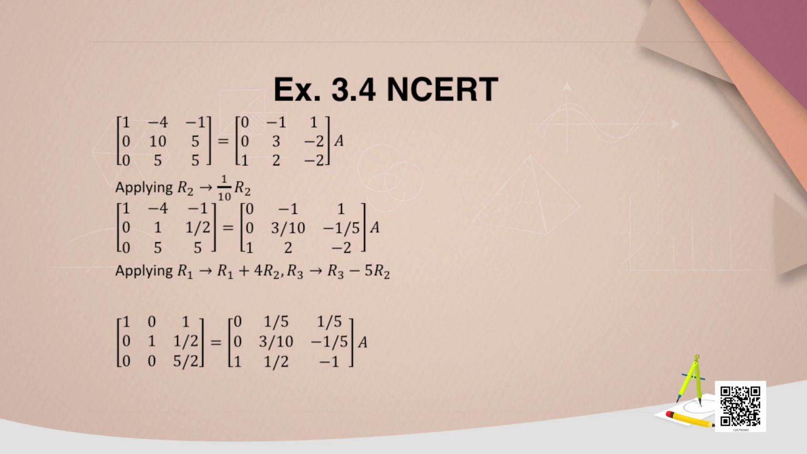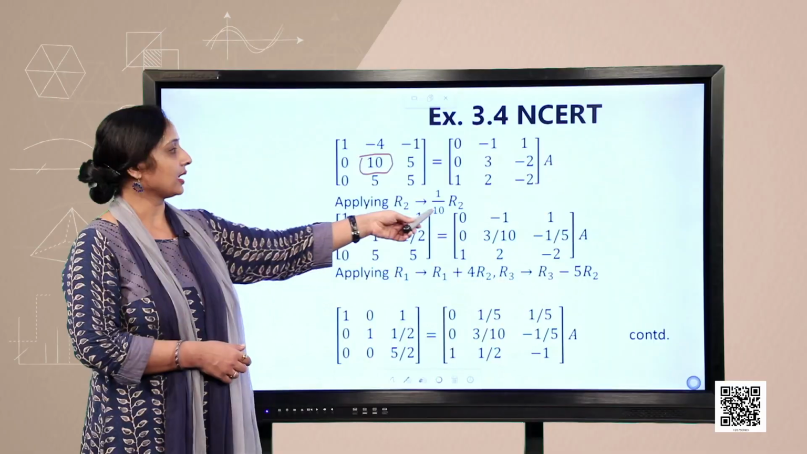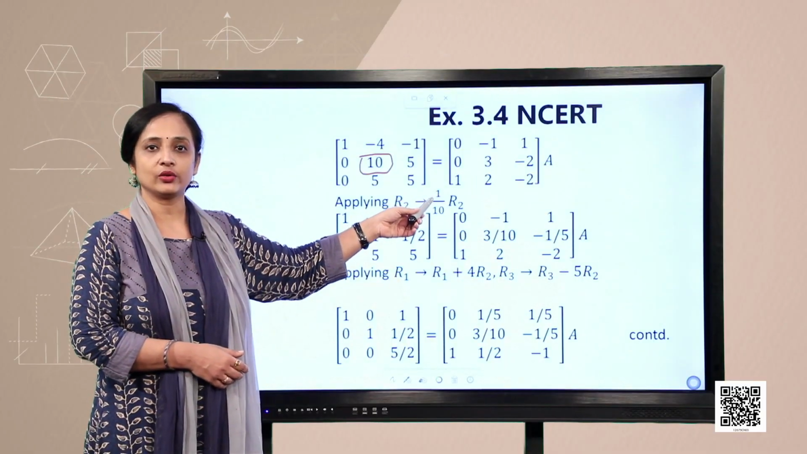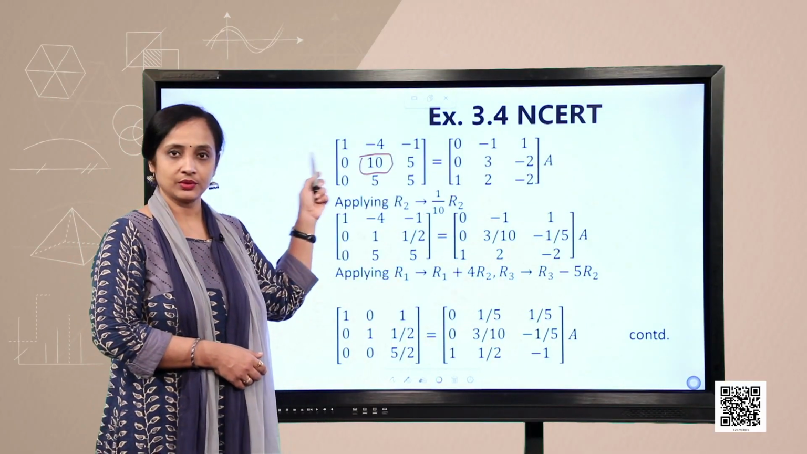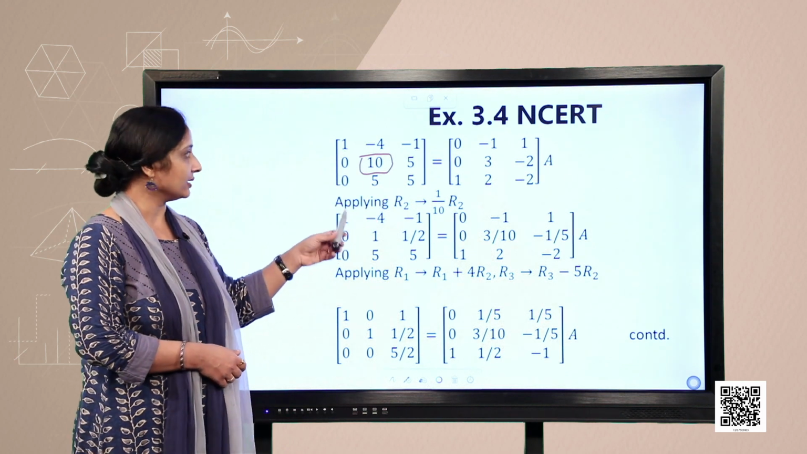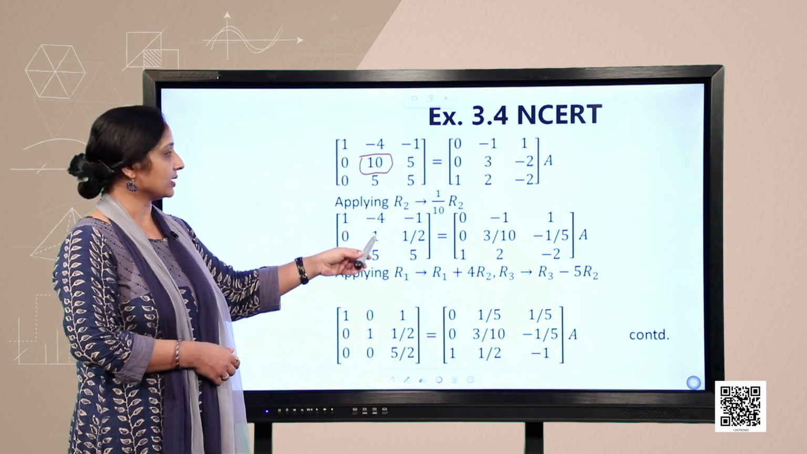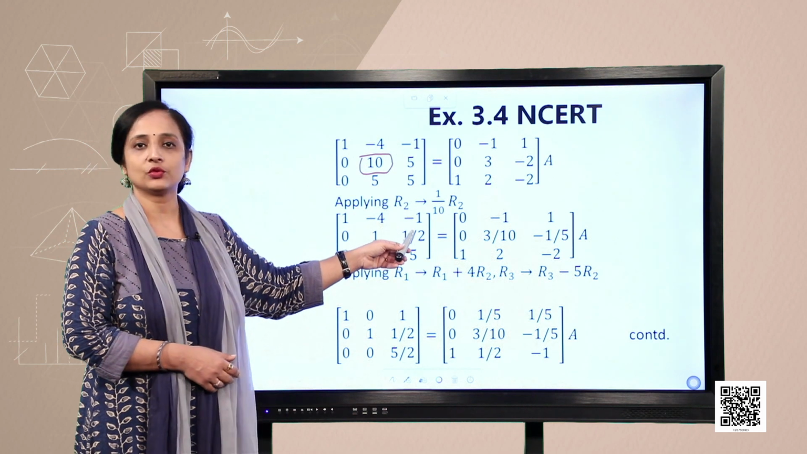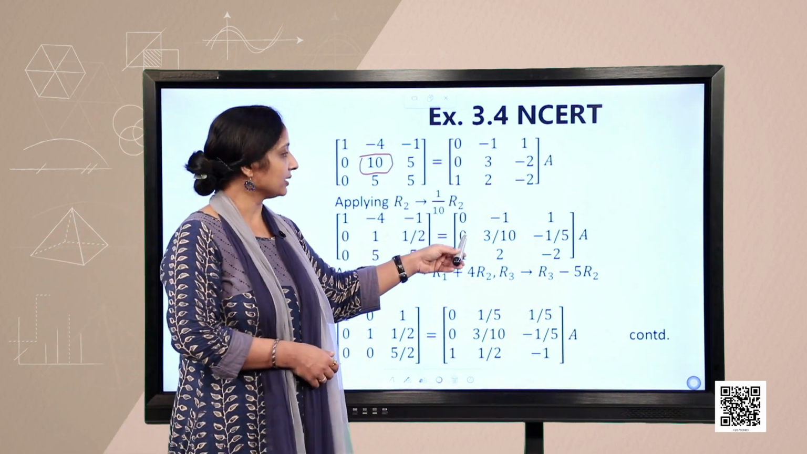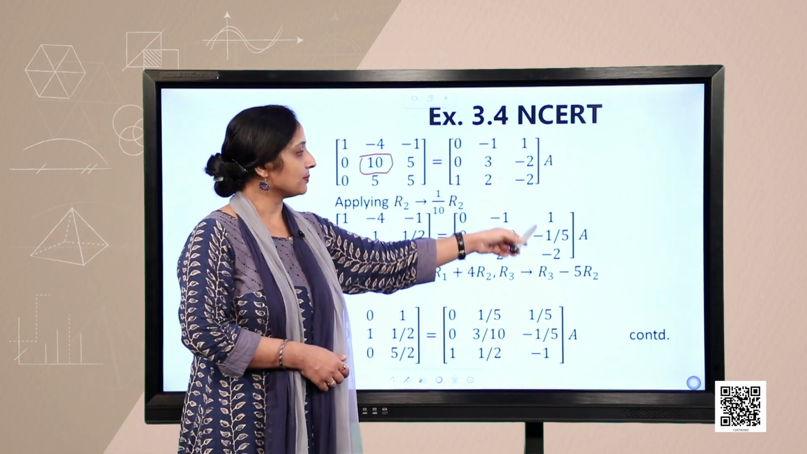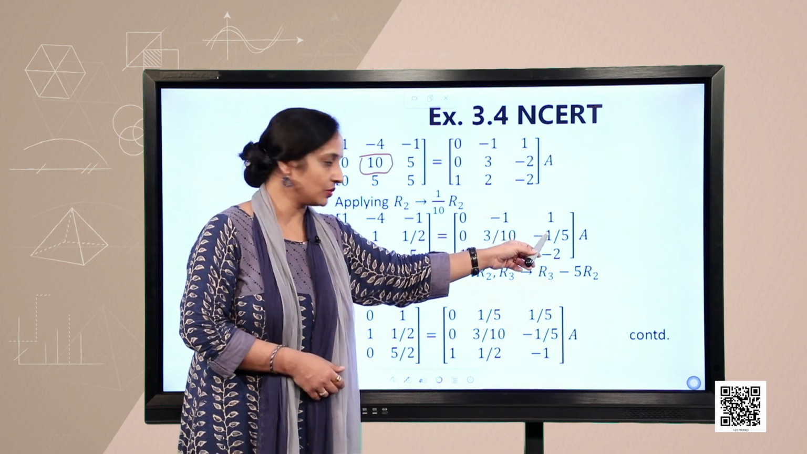So now what is the next step? Make this element A22 as 1. For that we are going to divide R2 on both the sides by 10. So this becomes 0 only, this becomes 1. 5 by 10 will give you 1 by 2. The same is happening here, 0, 3 by 10, minus 2 by 10, that will give you minus 1 by 5.